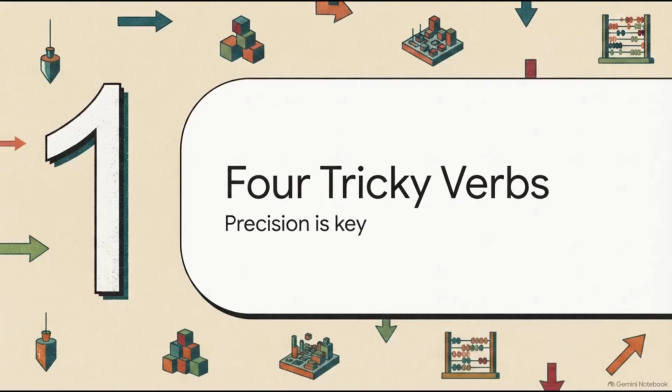4 tricky German verbs. Precision is key. You know, in English we just throw around the word put or he's located and call it a day, right? But in German, specificity is absolutely everything. The language demands to know exactly how an object is positioned in physical space.